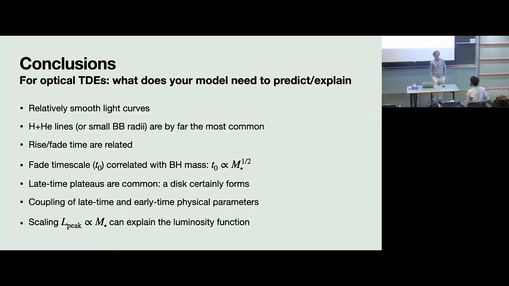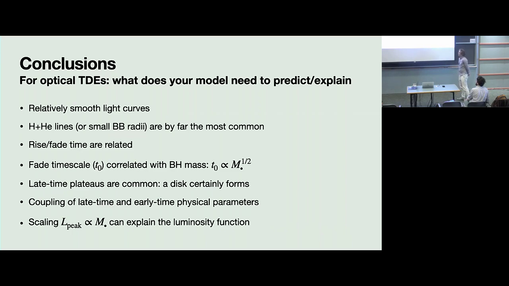So what observations do you need to explain if you're building models of tidal disruption events? We have quite smooth light curves. The TDEs from sources with the smallest blackbody radii are by far the most common. The rise and fade times are correlated, and the fade times themselves correlate with black hole mass, which is consistent with what you would expect from fallback.